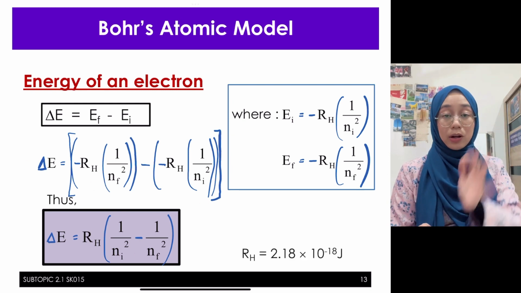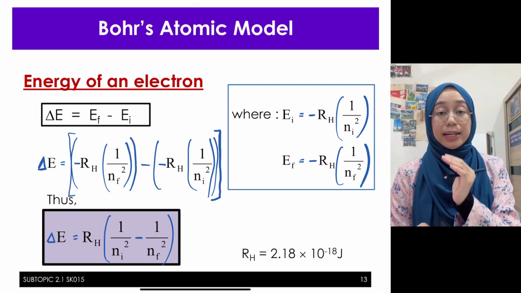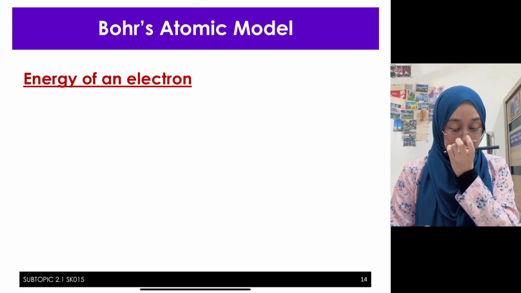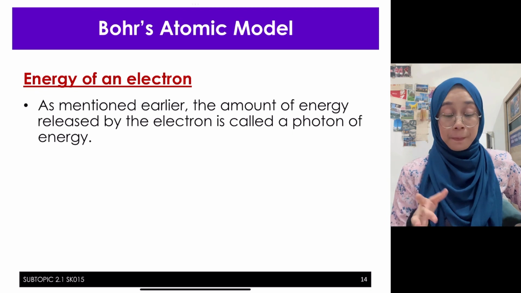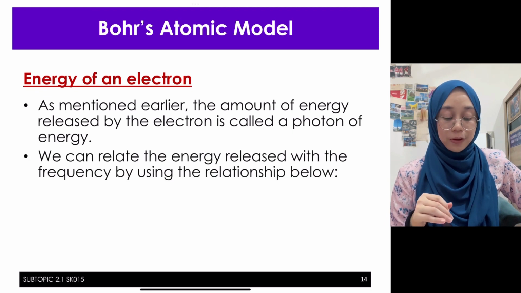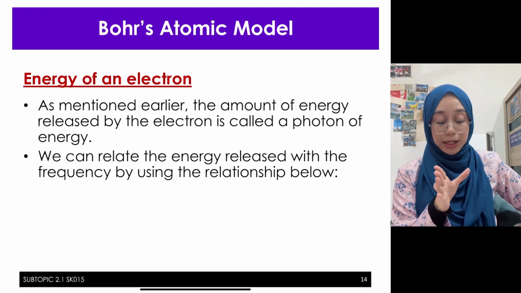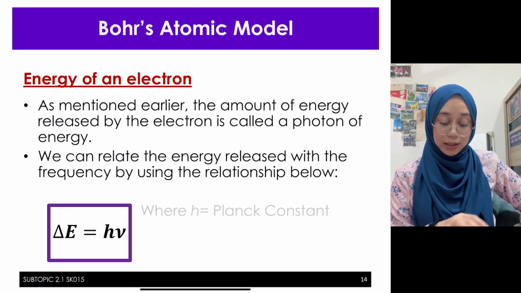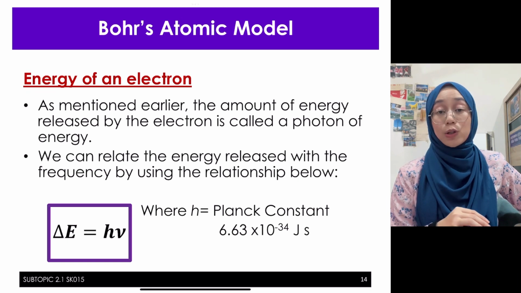Okay, whereby the Rydberg constant value is 2.18 exponent negative 18. There's no need for you to memorize the value. You can always refer back to the list of constant. Okay, so energy of an electron. As mentioned earlier, the amount of energy released by electron is called photon of energy. We can relate the energy released with the frequency by using the relationship below. Whereby the energy difference is equals to hv, where h is a Planck constant. Planck constant ni pun ada value, 6.63 exponent negative 34 joule second.